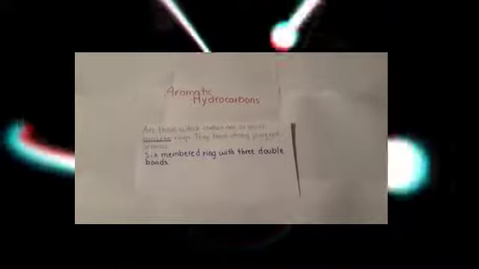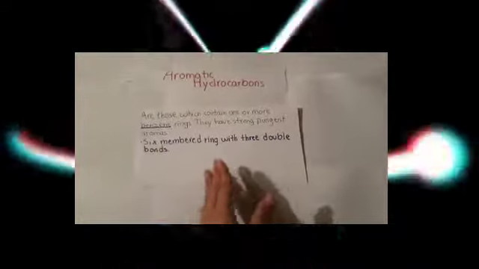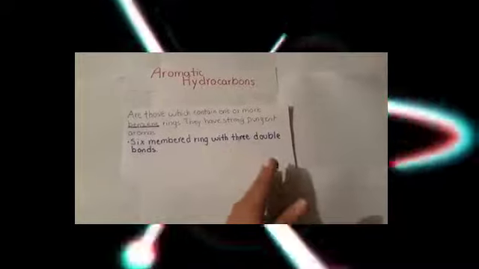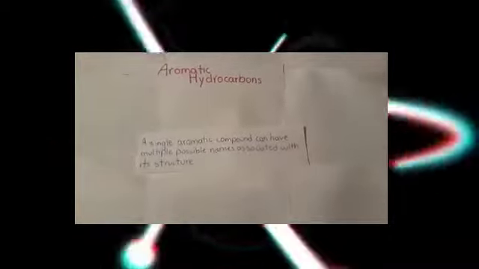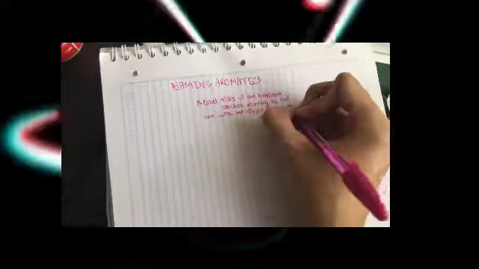Now I'm going to talk about aromatic hydrocarbons. Aromatic hydrocarbons are the ones that contain a benzene ring. A benzene ring is a 6-membered ring with 3 double bonds. And a characteristic of an aromatic hydrocarbon is that it can have multiple names associated with its structure.